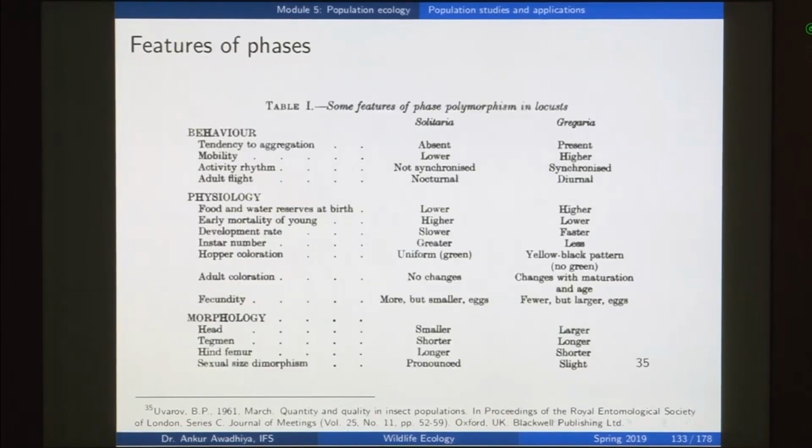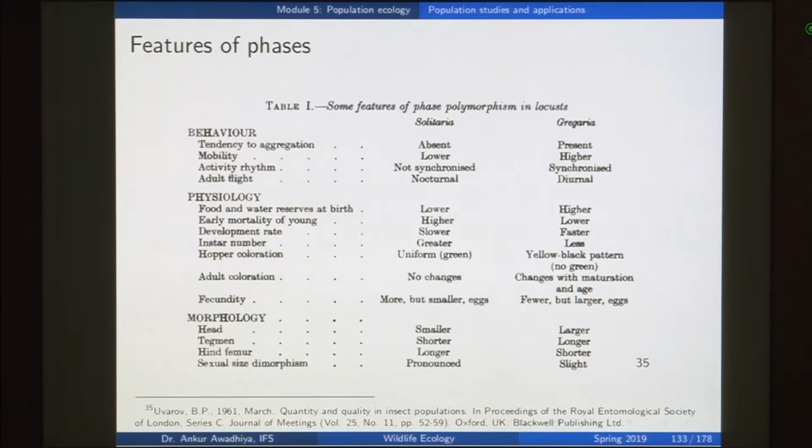And next, once you had this understanding that all of these organisms belong to the same species, the same population, people started looking at the features of these phases. For instance, if you look at the behavior, the solitary do not tend to aggregate, the gregarious tend to aggregate. There is very little mobility in the solitary phase, so the solitary phase just remains in one place. The gregarious has very high mobility, it makes a swarm, it moves away. Then the activity rhythm is not synchronized in solitary. In the gregarious phase it is synchronized, because of which they are able to form a swarm, because all their activities are synchronized, they all move at the same time.